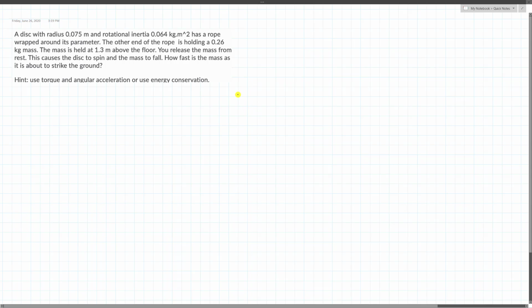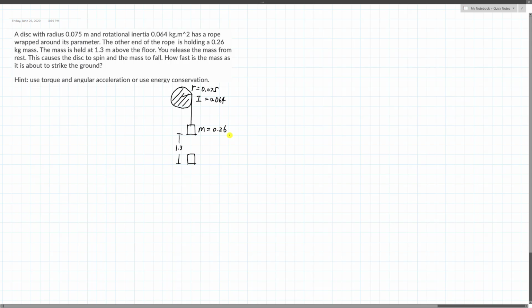So let's create a diagram here. We're talking about a disc, right? So here's a disc, and we have a rope. So here's a mass that's held at 1.3 meters, and it's going to drop to this height. So let's do here 1.3. And this is not drawn to scale. Here's the radius r equals 0.075. And we also have a rotational inertia of the disc, 0.064. So, the mass here, let's put the mass here, 0.26.